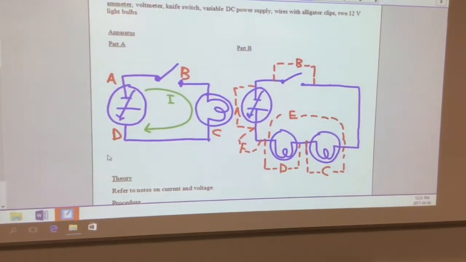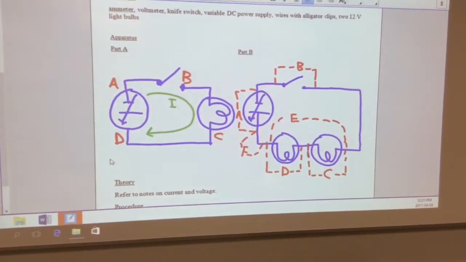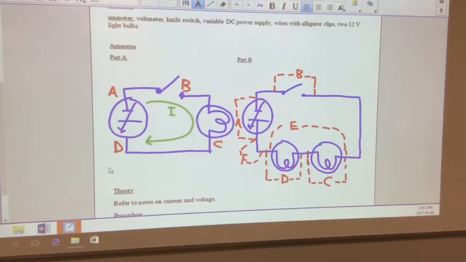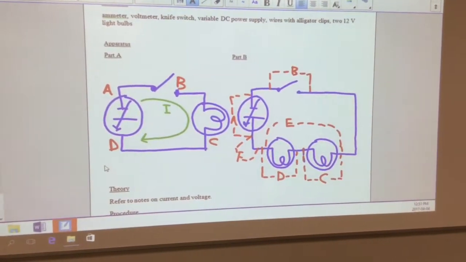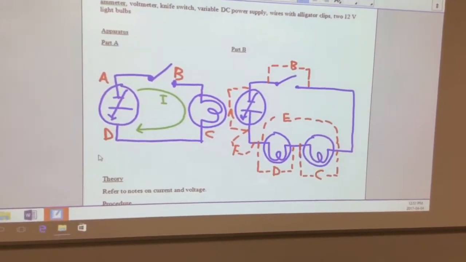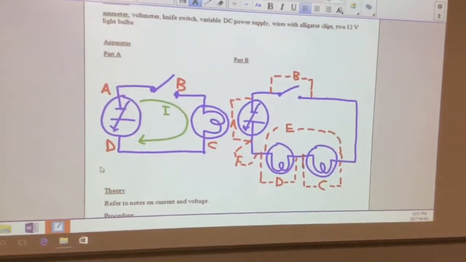Thank you. In part B, we're measuring the voltage across points A, B, C, D, E, and F. So that is the circuit diagram which you'll want to copy down in your lab report.